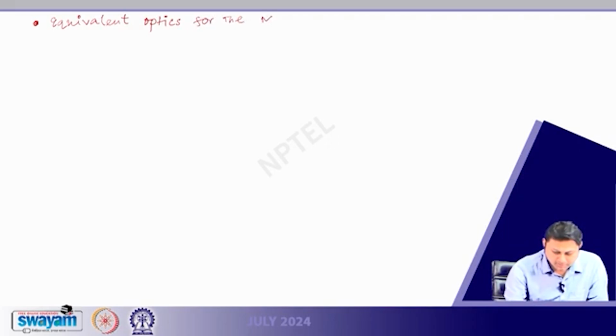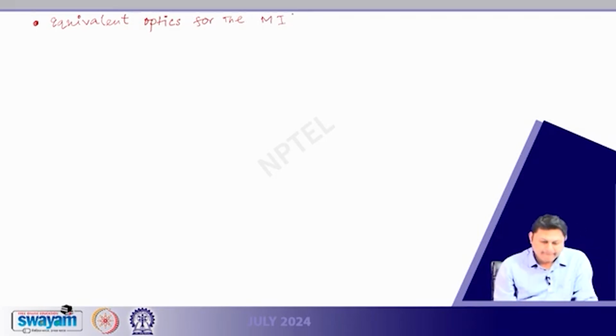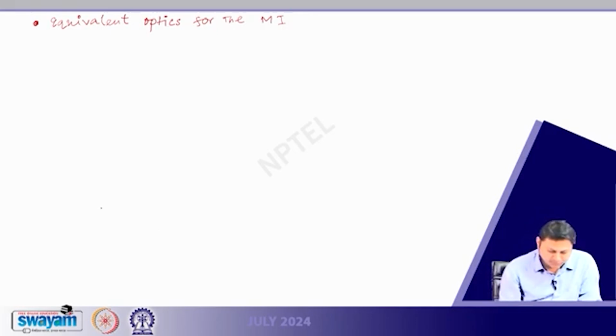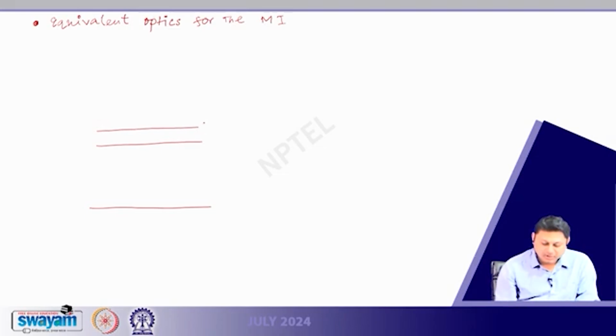for the Michelson interferometer. MI stands for Michelson interferometer. So, what is the equivalent optics? Let me do that here. We have an extended source here, suppose, and then two mirrors sitting here, parallel to each other. These are the mirrors. Let me draw first and then I will explain.